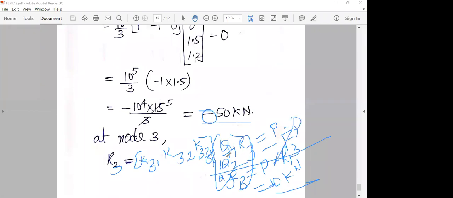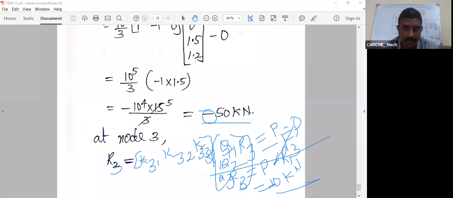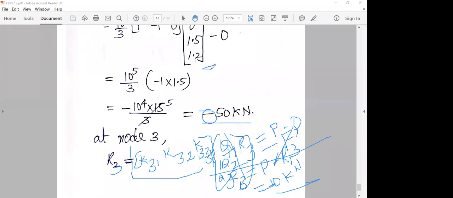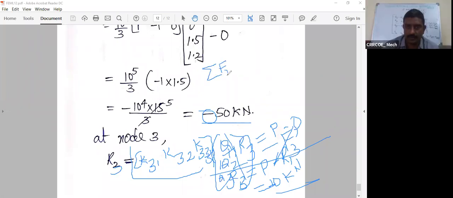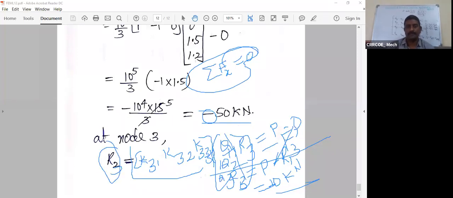Sir, why does F3 come? Now we also have to subtract the force at that node. This is an equilibrium equation. So the third row times the nodal displacement vector minus F3 is the equilibrium equation at node 3. How does the equilibrium equation come? Summation of forces equal to 0 in the x direction, or in degree of freedom 3. We call this the equilibrium equation. To balance it at node 3, we have the reaction force R3.